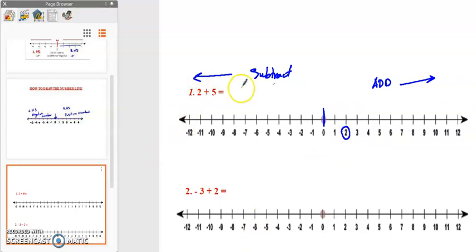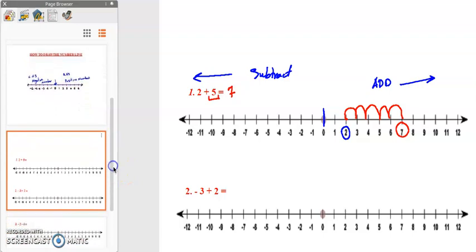Based on what this is saying, whenever you add, you go to the right. So we're going to count to the right. But how many places do we count? We have 2 plus 5, so the 5 tells us how many places we count to the right. You start from 2 and say 1, 2, 3, 4, 5. And that's how we actually got our 7, by using the number line. Let's move on to the next example now.